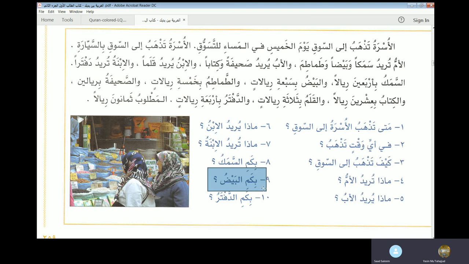Bikam al baidu? Bisabati rialatin. Okay, I'll say bisabati rialatin. Okay.